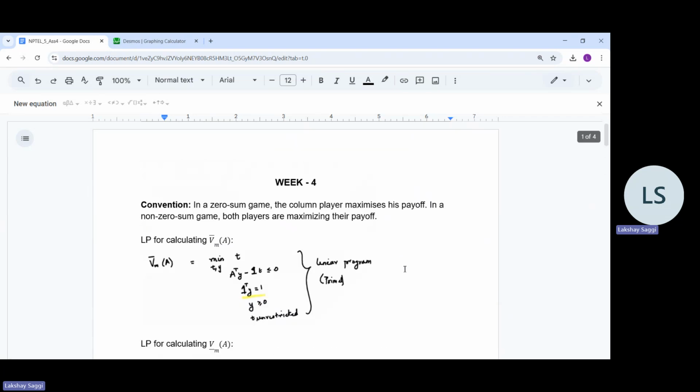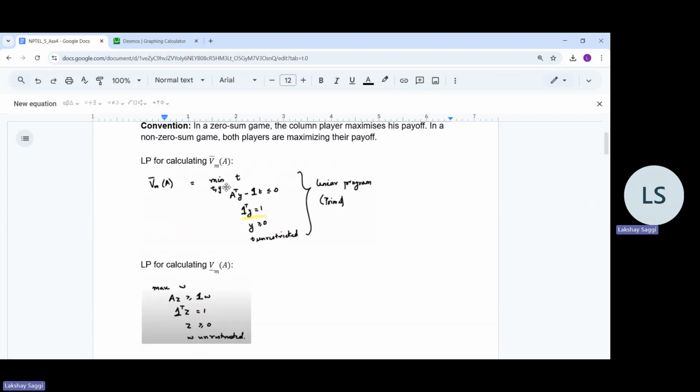And what do we mean by feasible region in an LP? The feasible region is just the set of points where the constraints are satisfied. Note that in a linear program, we have to optimize some objective function, right? We have to minimize the value of t subject to the constraints we are given: A transpose Y minus 1 times t is less than or equal to 0, 1 transpose Y is 1, and Y is greater than or equal to 0.